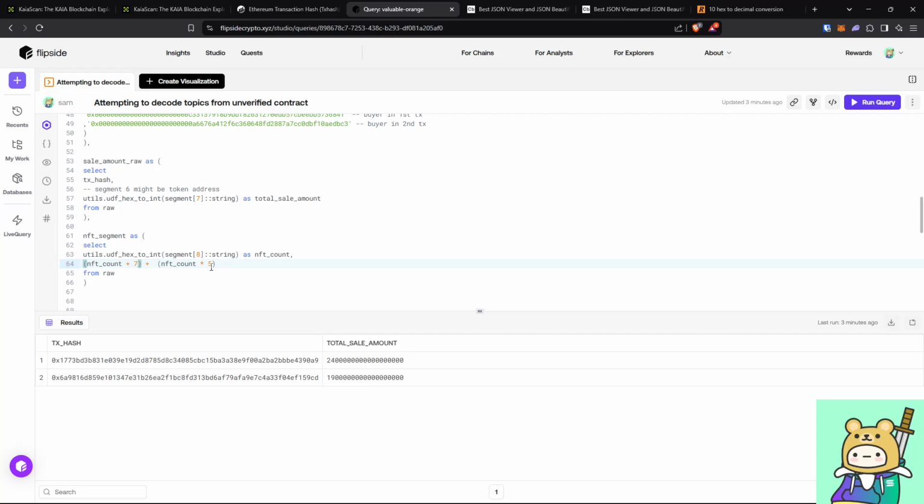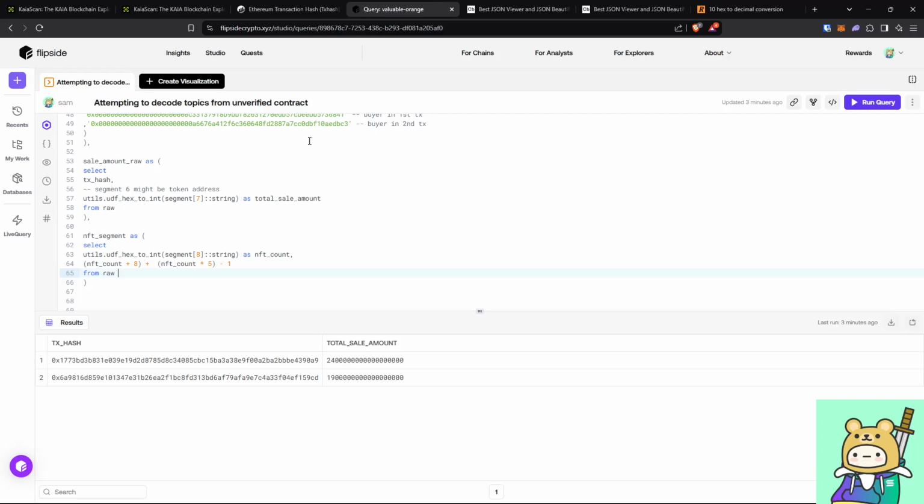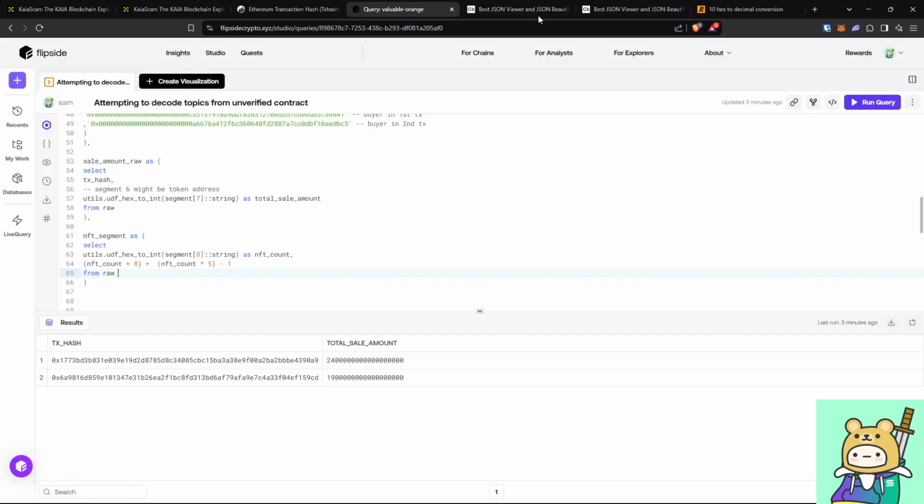No, this should be minus 1. Something like this. Right. So NFT count plus 8 is 9, and plus NFT count is 5, so it's 5. So 9 to 14. 14 minus 1 is 13. Yeah, I think that's right.